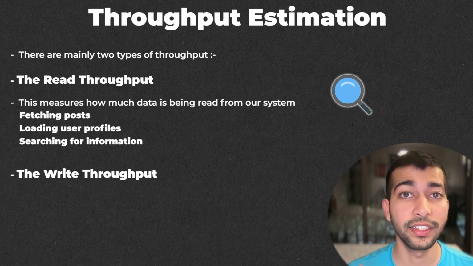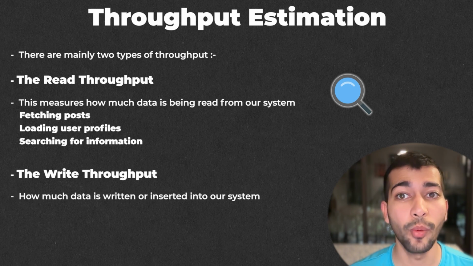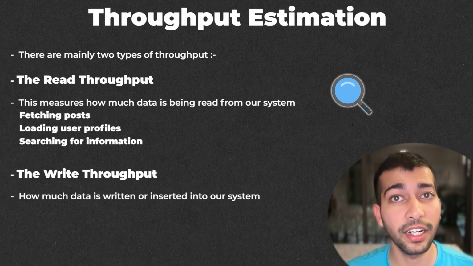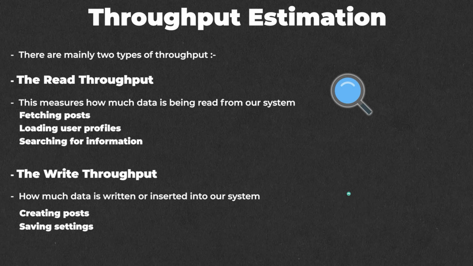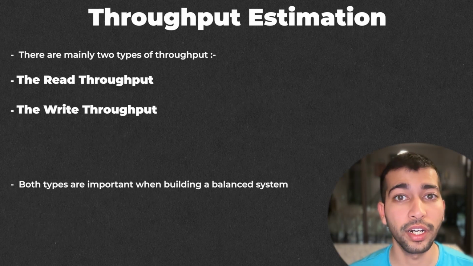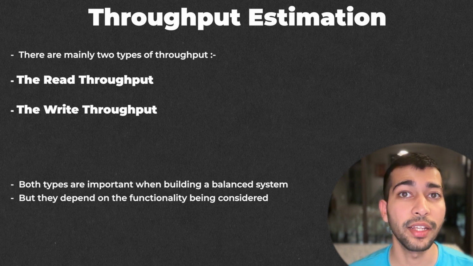And the second one is the write throughput. This refers to how much data is written or inserted into our system, like creating posts, saving settings, or even uploading content. We are pushing to the system, we are writing to the system. Both types are important when building a balanced system, but they depend on the functionality being considered.